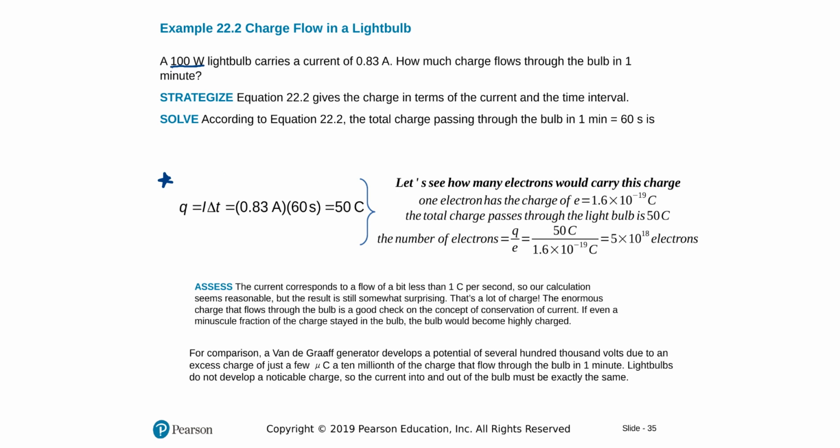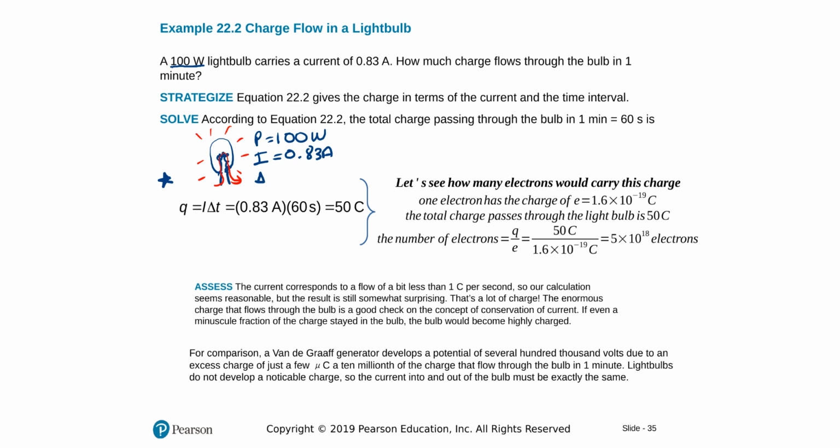So I have a light bulb. Let's visualize this a little bit. It has a power of 100 watts, and it carries a current of 0.83 amperes. There are some wires inside this light bulb as always, and a current is passing through it to light it up, right? How much charge flows through the bulb in 1 minute?